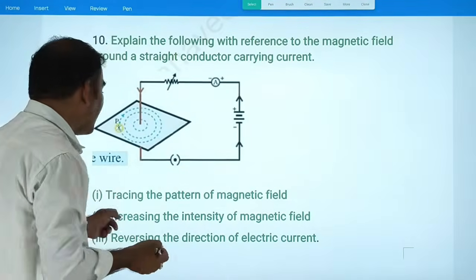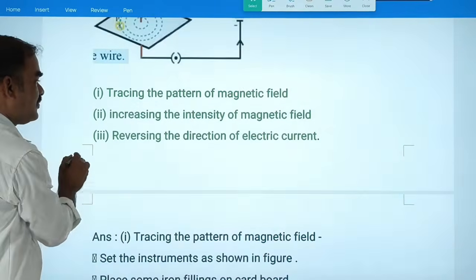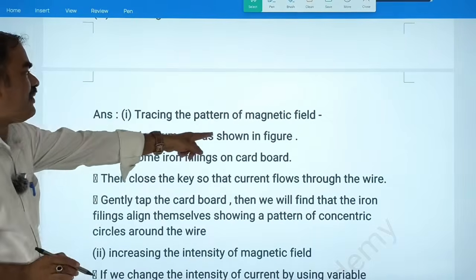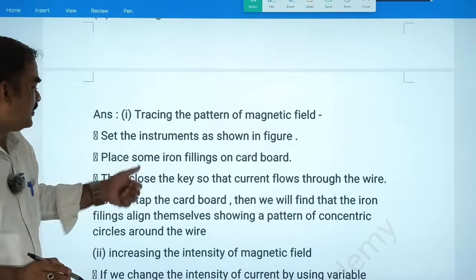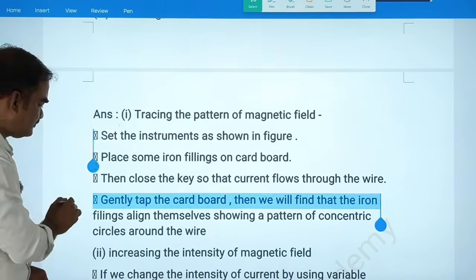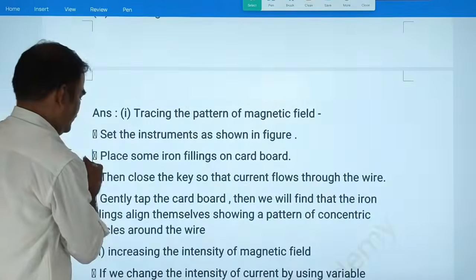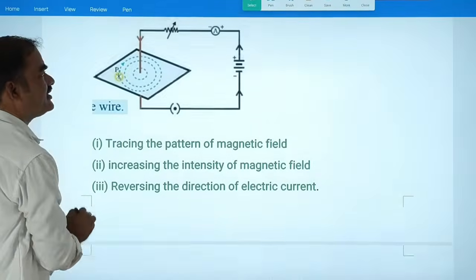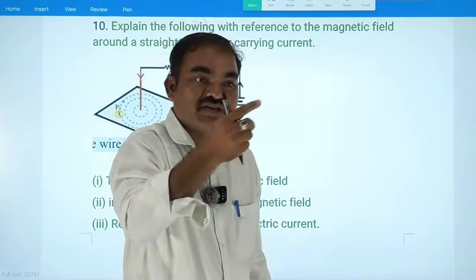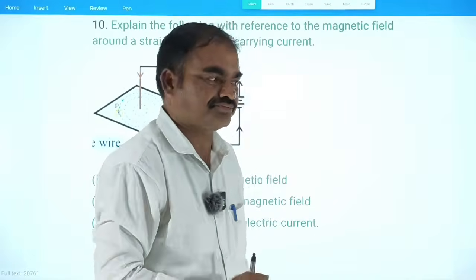In this way, tracing the pattern of the magnetic field, increasing the intensity, and reversing the direction. Tracing the pattern of the magnetic field, all the explanation is there. I have explained it. In simple way, you remember, this is an experiment where we can identify the strength of concentric circles and in which direction they will move.